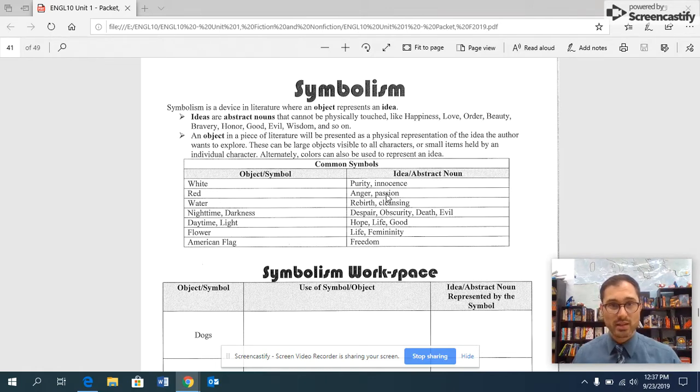Abstract nouns are things we can't touch. Nouns are things we can. We can touch a computer, a desk, an animal, a house. Those are all nouns, or concrete nouns because we can touch them. Abstract nouns are more emotions and feelings and ideas that we can't touch.